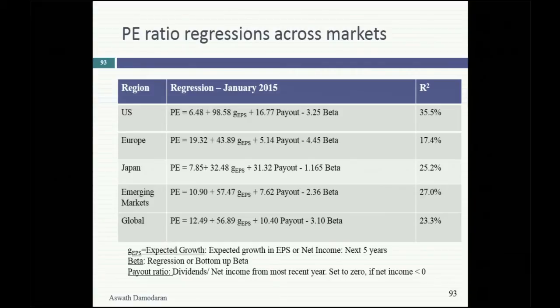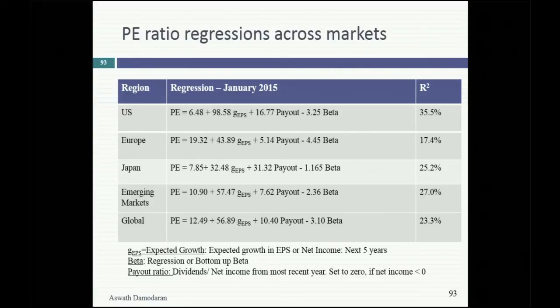So here are my PE ratio regressions, and as I said, I run them for the US, and you saw that regression already. Europe, Japan, emerging markets, and global. You see, why are you doing all of these? Let's suppose I'm a global hedge fund. I want to value 41,000 companies. Plug the numbers into that regression, get the most undervalued, the most overvalued.